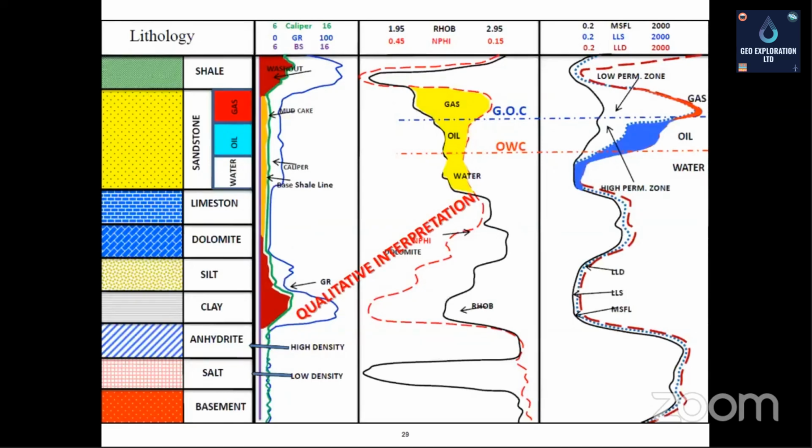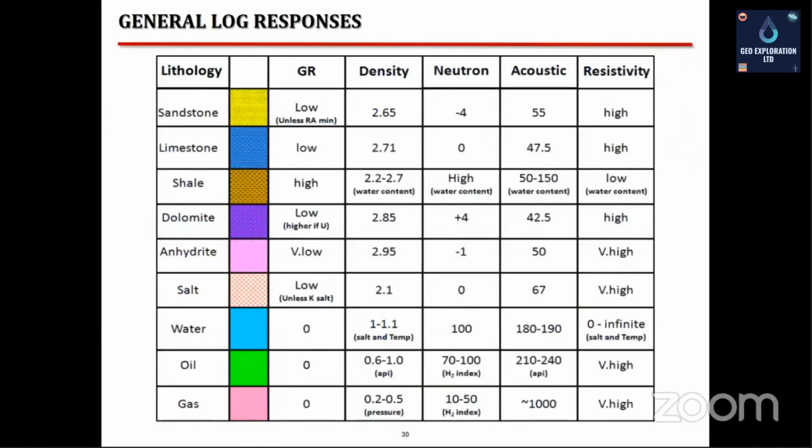Coming to the final section of my presentation, which is qualitative and quantitative interpretation of the well logs. This slide enumerates the general log responses by different lithologies and fluids. You can see that sandstones, carbonates, and salts have low gamma ray values, while shale and coal have very high gamma ray values. Shale has low resistivity, while salts and hydrocarbons have very high resistivities.